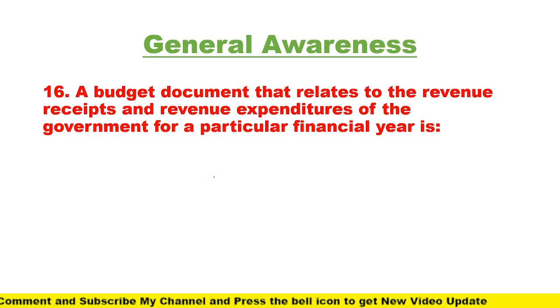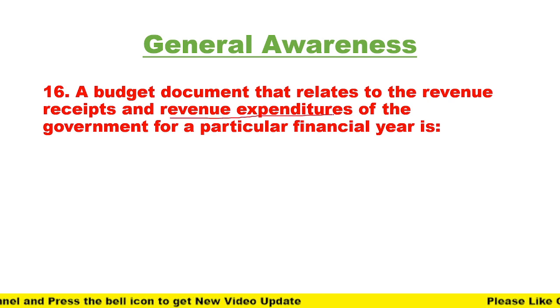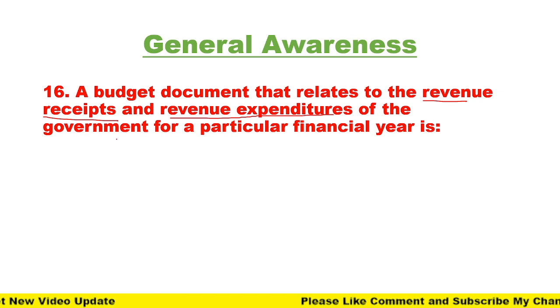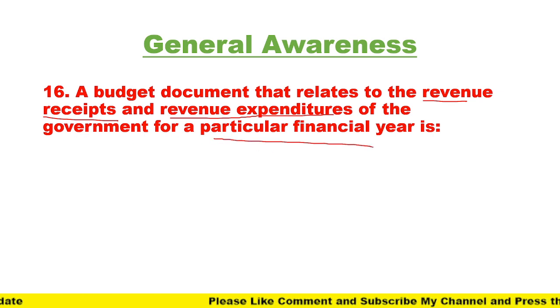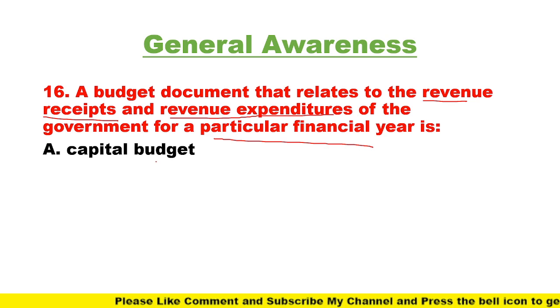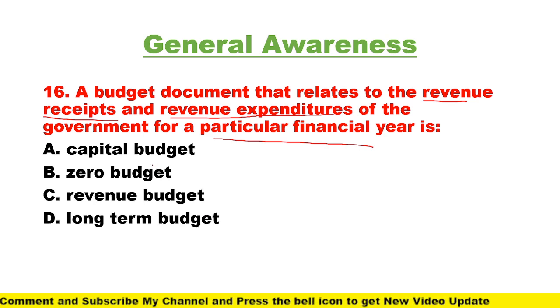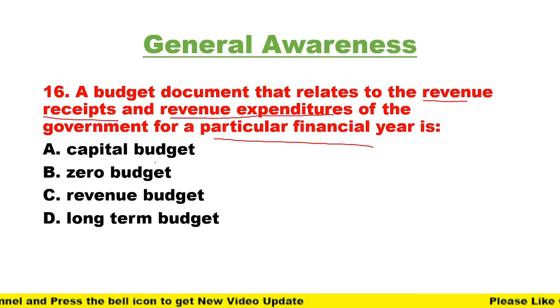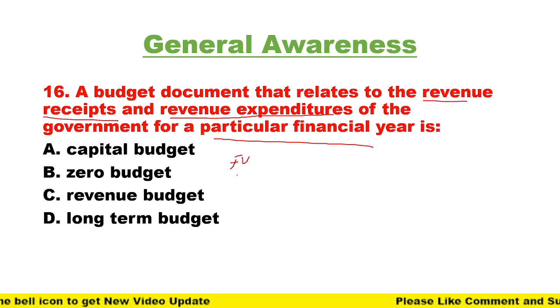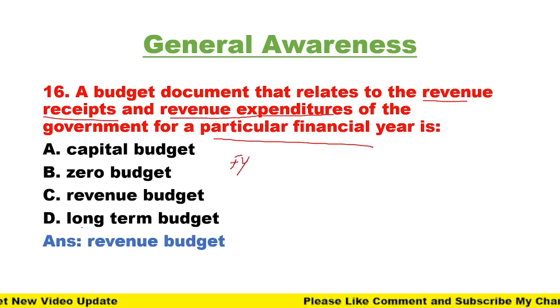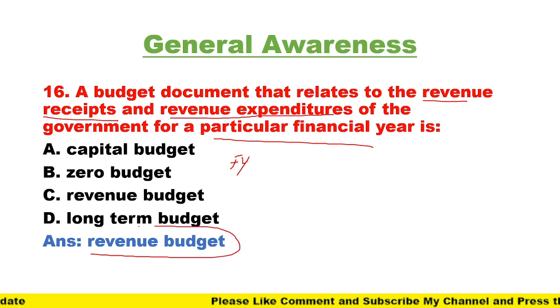A budget document that relates to the revenue receipts and revenue expenditure of the government for a particular financial year is. Options: capital budget, zero budget, revenue budget, long-term budget. For a particular financial year, what do we call that? A revenue budget.